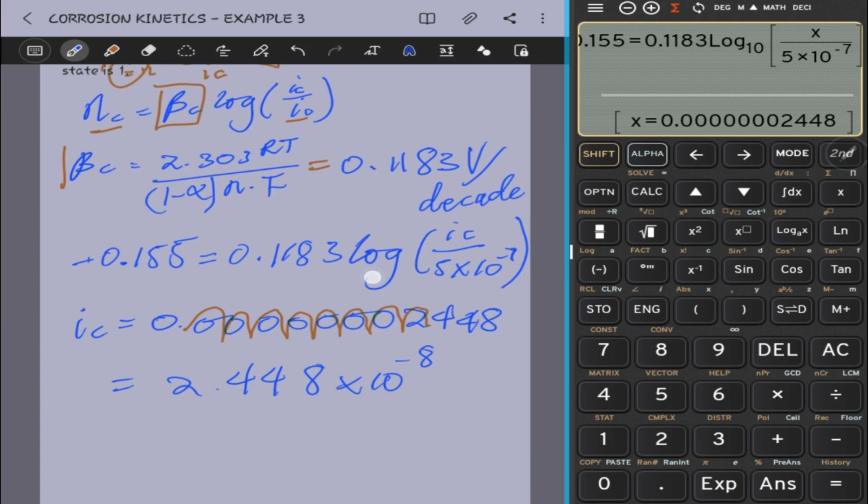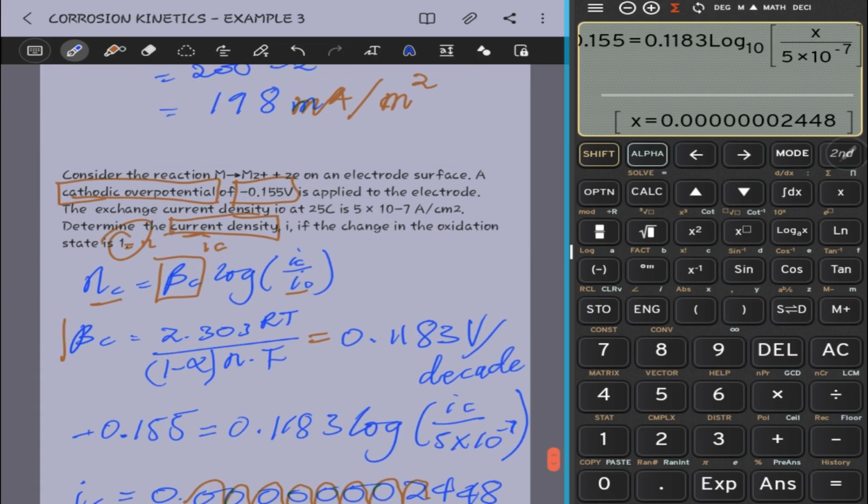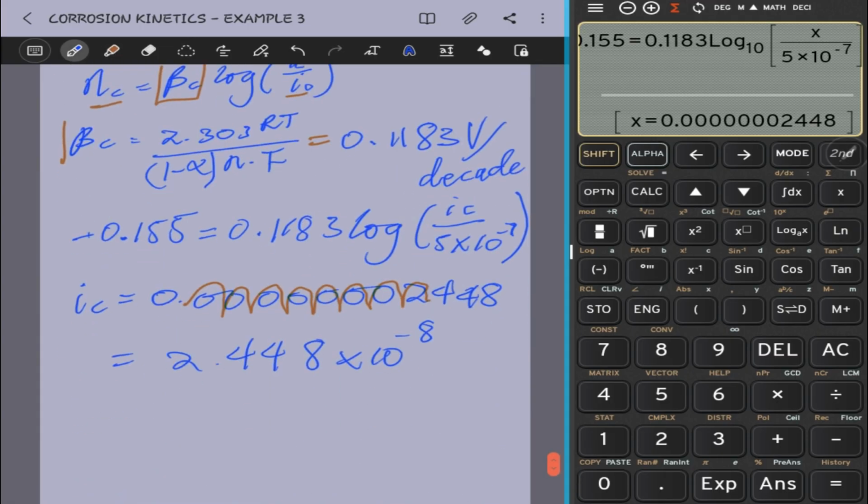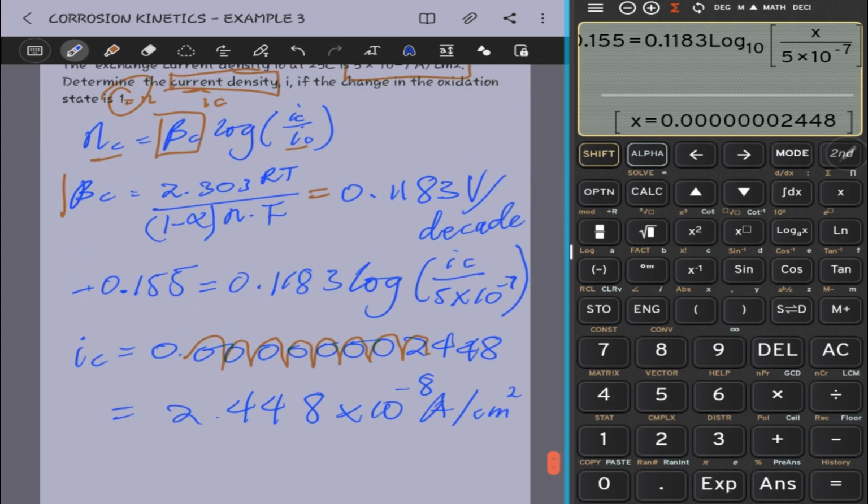Looking at the unit for the exchange current density, it is ampere per centimeter squared. So here we have ampere per centimeter squared. This is the answer we have for this particular one. All right, so that's it.